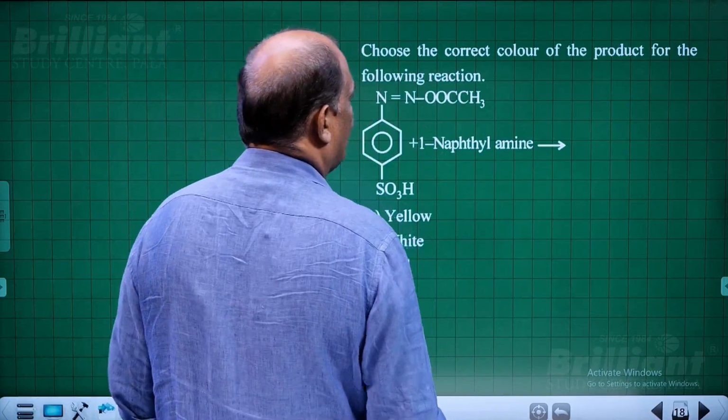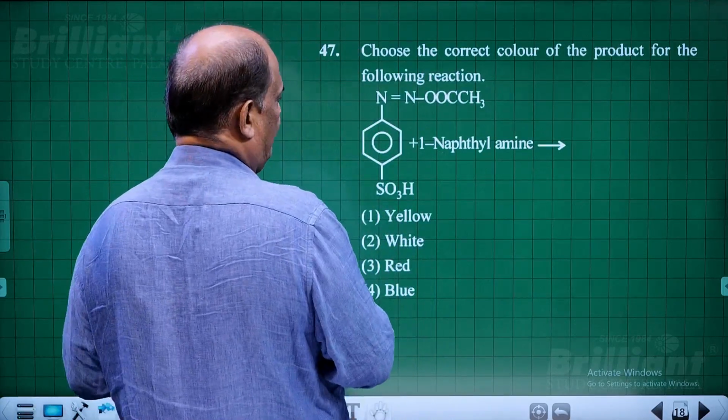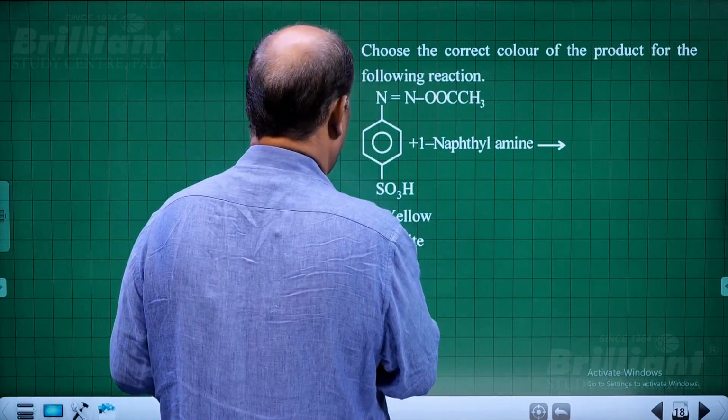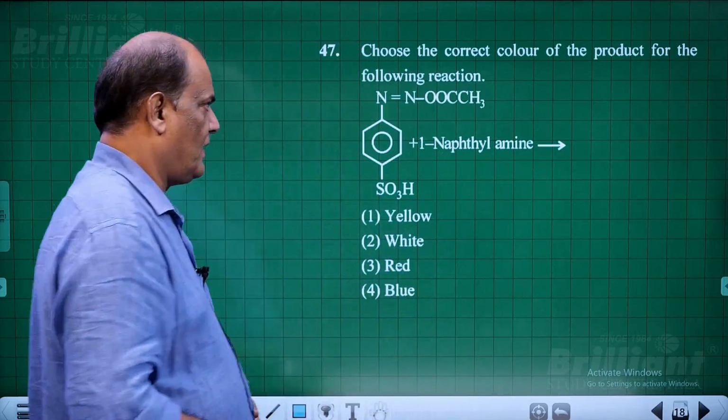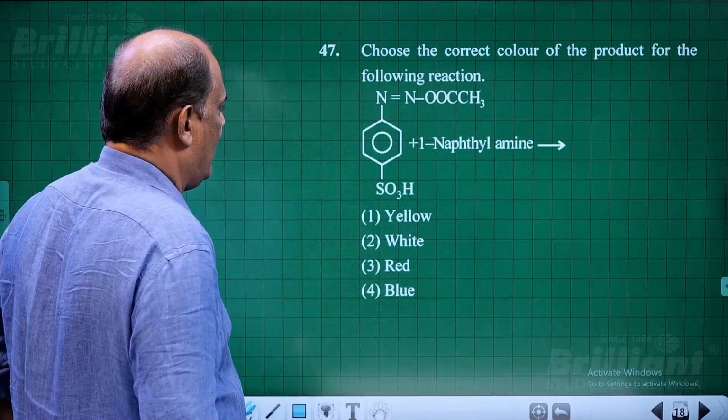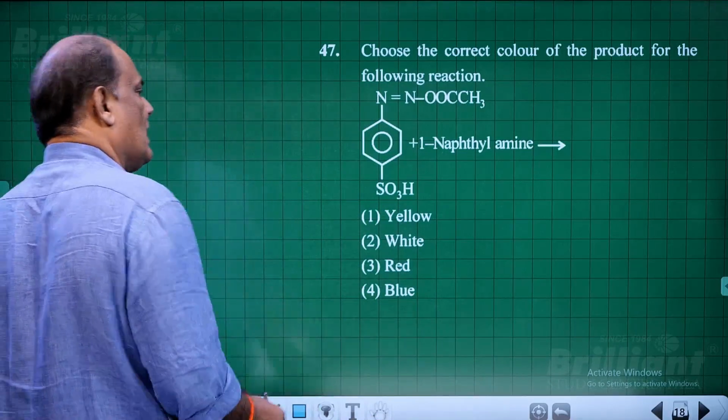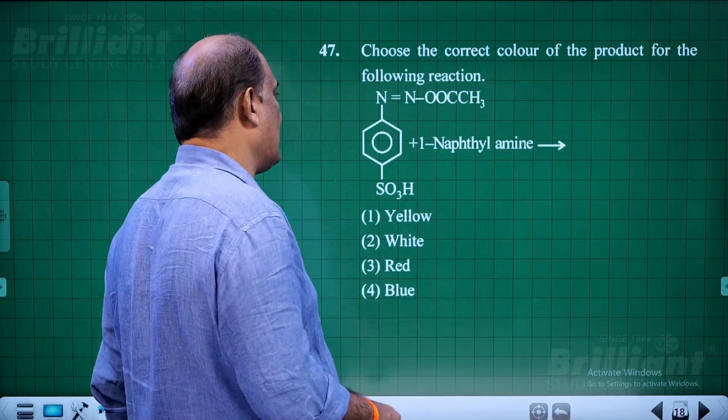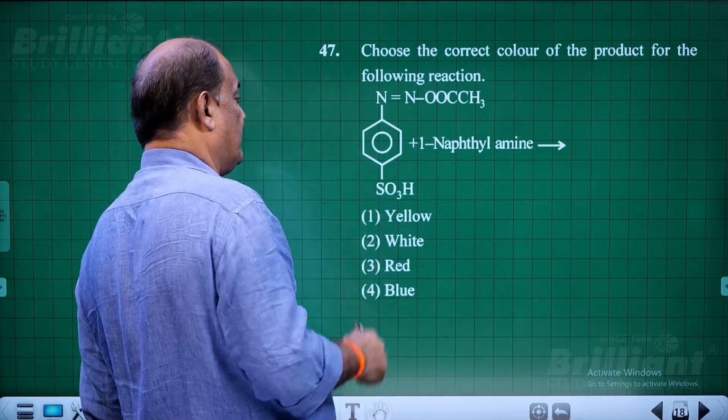Choose the correct color of the product for the following reaction. This is somewhere... Correct structure, 1-naphthylethylamine. So this also, but you have to understand the logic very properly. 1-naphthylethylamine.